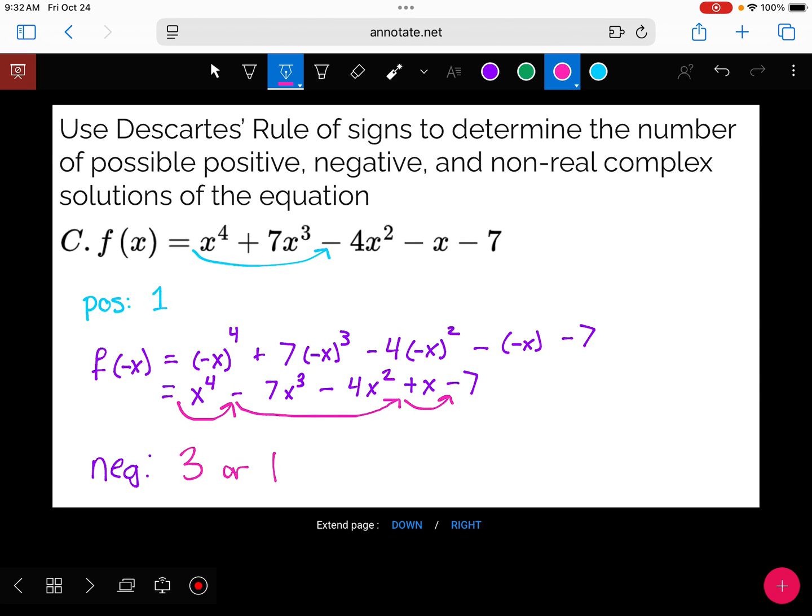The last thing we're going to do on this one is we're going to make that little table looking thing, because we need to figure out about our imaginary or our complex roots. So work towards putting it into that table, see if we can figure out our imaginary or our complex roots.